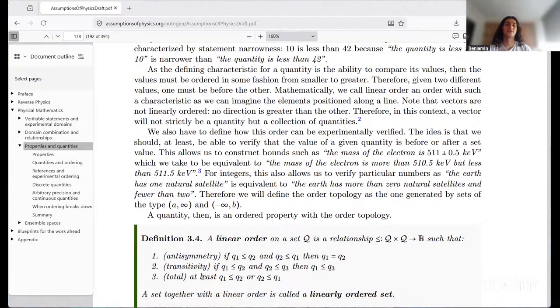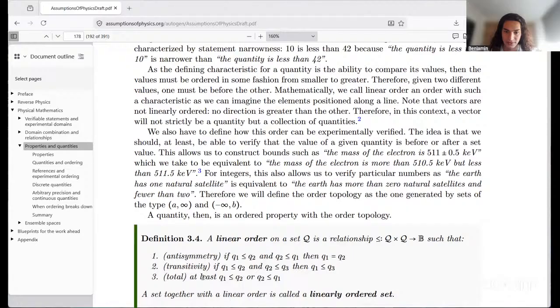Right. We also have to define how this order can be experimentally verified. The idea is that we should at least be able to verify that the value of a given quantity is before or after a set value. We take to be equivalent to the mass of the electron is more than 510.5 keV, but less than 511.5 keV. And there's a footnote there.